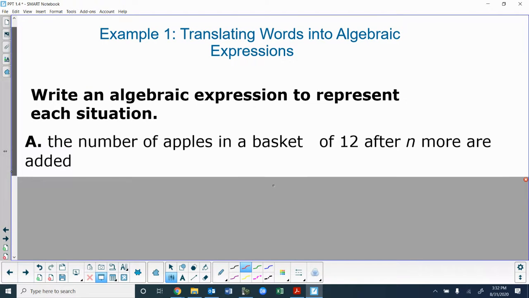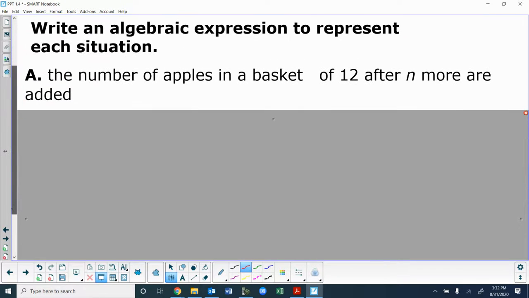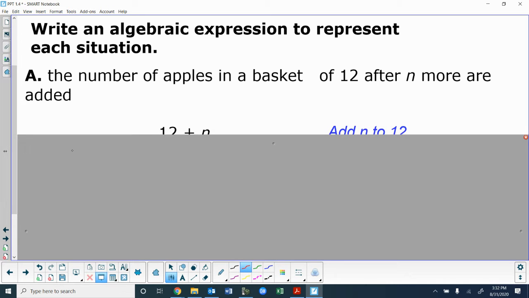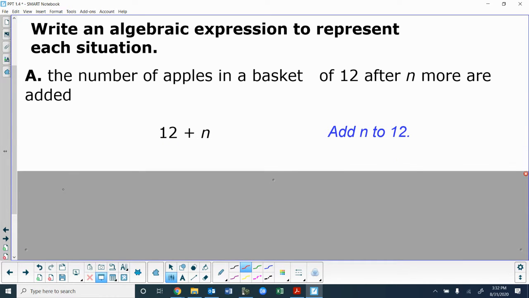So here's a situation. The number of apples in a basket of 12 after n more are added. All right, so we're adding n apples to 12 in the basket. So we can write 12 plus n.